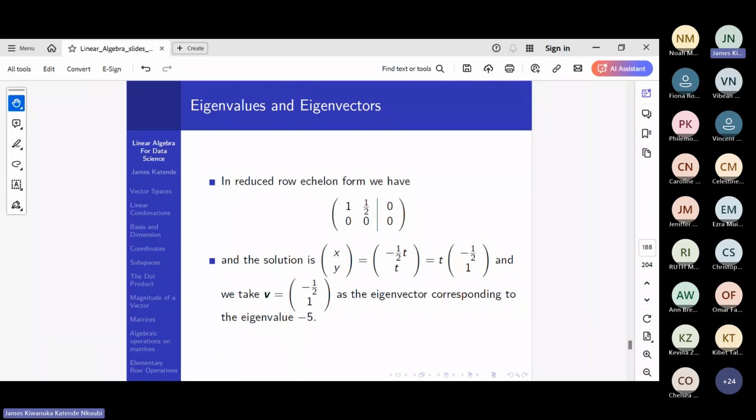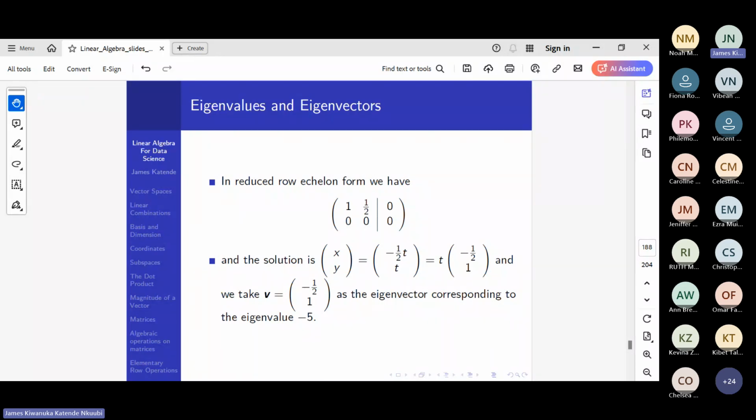Now you have to write your basic variable in terms of your free variable. So we give the free variable a label. In this case, the label is t. So x, y will be equal to -1/2 t, t. So this gives you the eigenvectors. Any vector of this form will be an eigenvector corresponding to the eigenvalue -5.